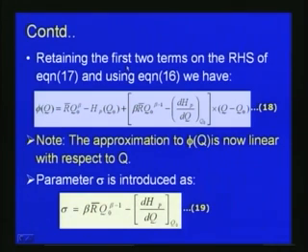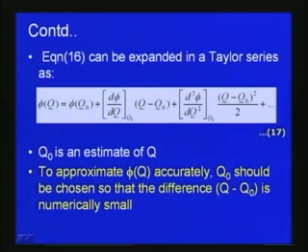So, if we use the Taylor series by retaining the first two terms on the right hand side of equation 17 and using equation 16, we can have phi q is equal to r bar q 0 to the power beta minus h p q 0 plus beta r bar q 0 to the power beta minus 1 minus dHp by dq all into q minus q 0, as given in equation number 18. So, here this approximation of phi q is now linear with respect to q. So, this we achieved by using this Taylor series and only using the first two terms.